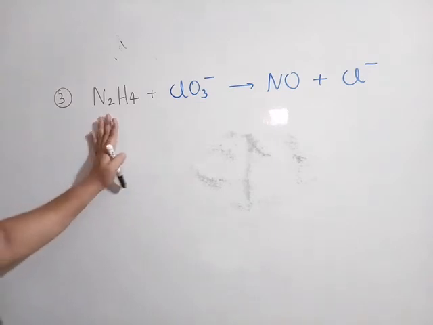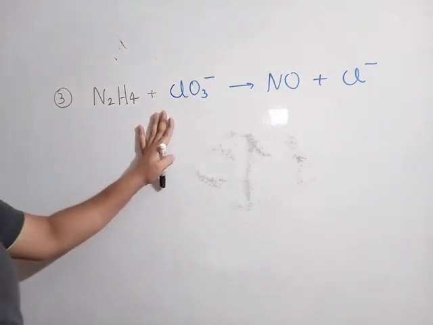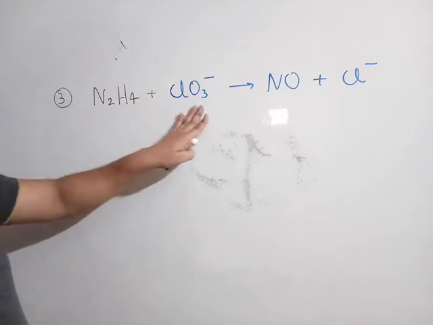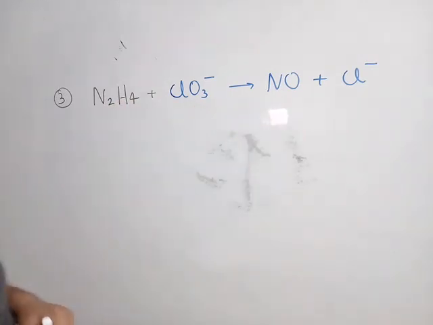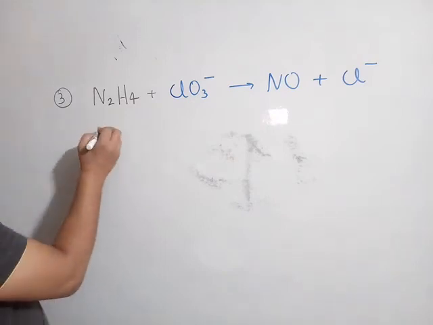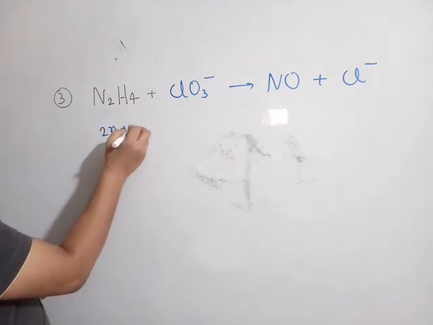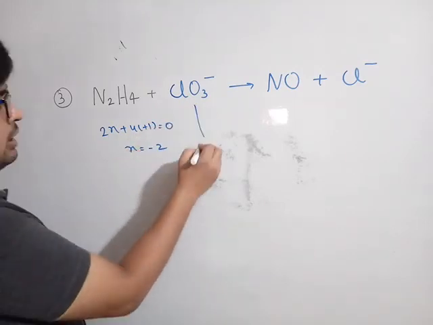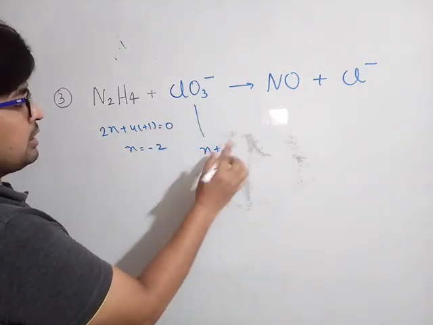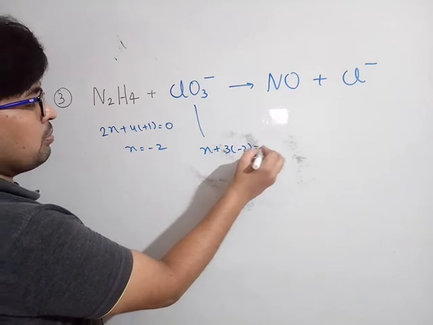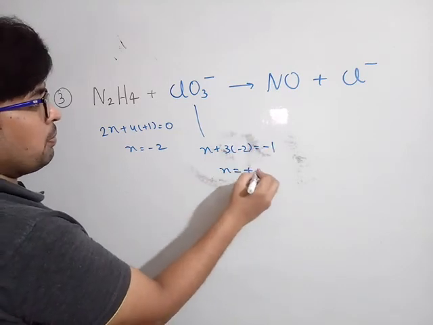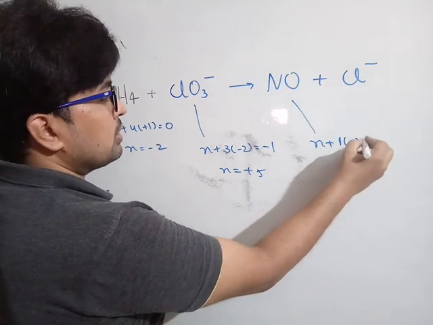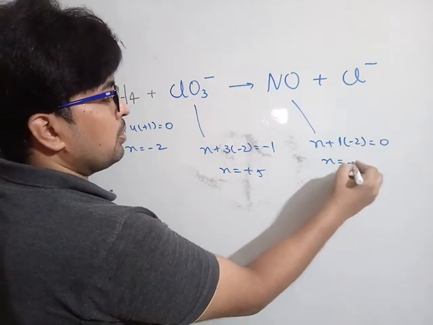Next question, suppose we have to balance in acidic or basic medium. The reaction is N2H4 plus ClO3 minus giving NO plus Cl minus. We'll first calculate the oxidation numbers. For N2H4: 2x plus 4 into plus 1 is equal to 0, so x will be minus 2. For ClO3 minus: x plus 3 into minus 2 is equal to minus 1, so x will be plus 5. For NO: x plus 1 into minus 2 is equal to 0, so x will be plus 2.